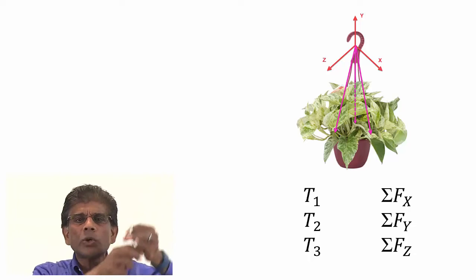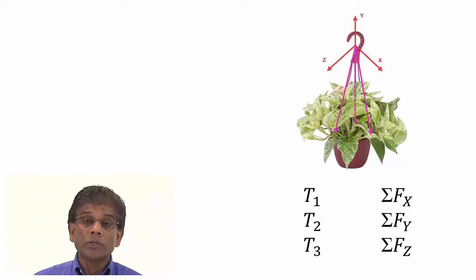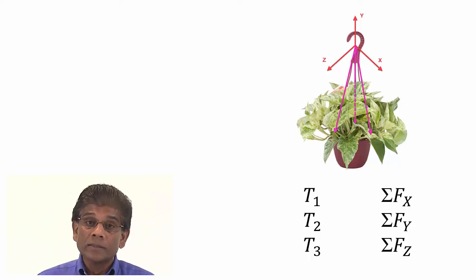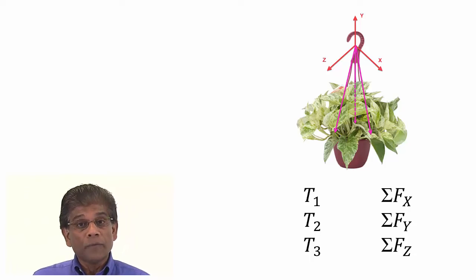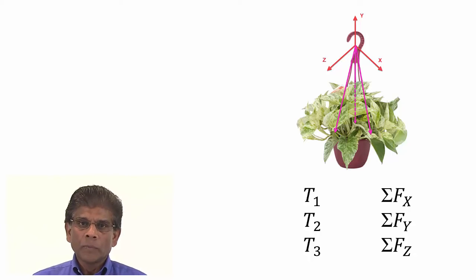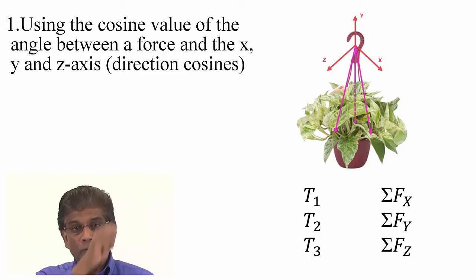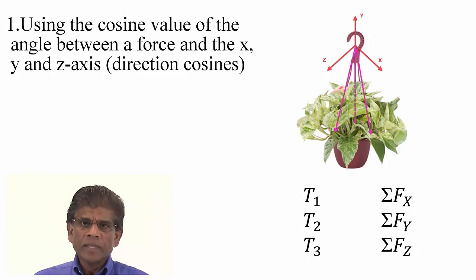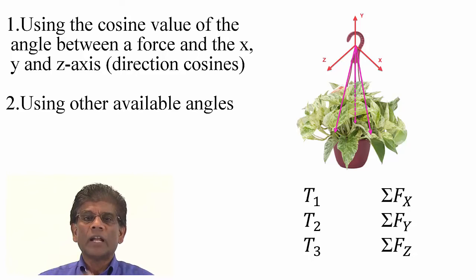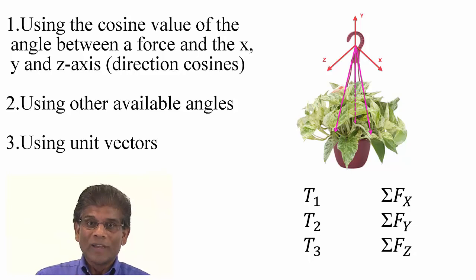The only issue here is how do we find the projection of these forces onto x, y, and z axis? Well, this can be done in a few different ways depending upon what information is available. First, using the cosine value of the angle between the force and the x, y, and z axis. The second approach is using other available angles. And the third approach is using unit vectors.